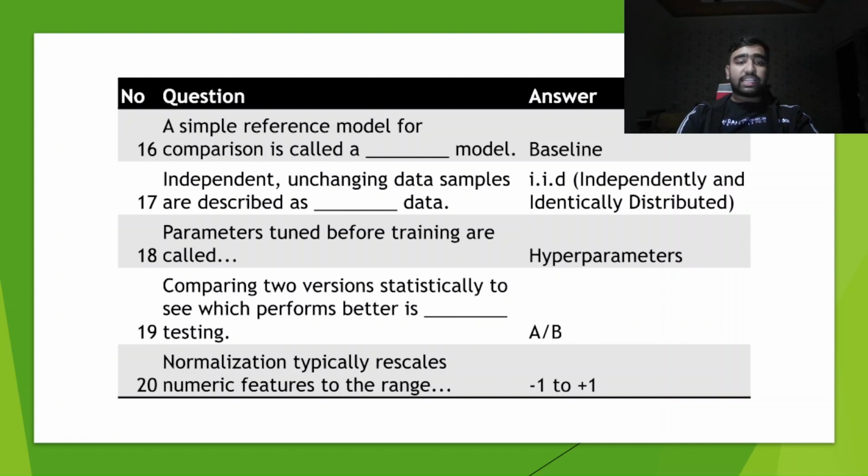Comparing two versions statistically to see which one performs better is A/B testing. Normalization typically rescales numeric features to the range -1 to 1. Normalization is used when our data ranges from very small to very large values and there are large fluctuations among data. To avoid the domination of large values on the learning process, we use normalization to scale the data in the range -1 to +1.